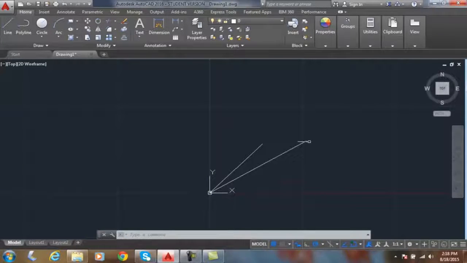How could you figure that spot? Oh sure, if you do trigonometry, but that's the beauty of AutoCAD. It does all that for you. So these are called polar coordinates. When we want to draw a certain length at a certain angle, it is polar coordinates.